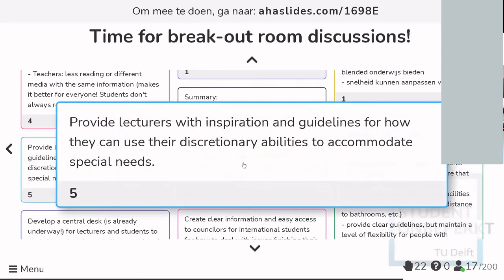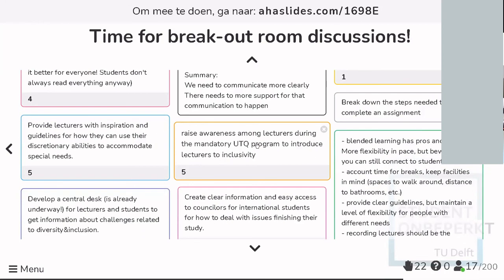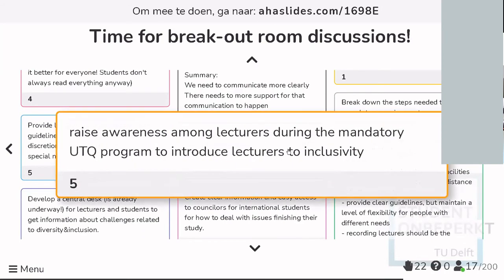We have group 5. We're not going to be able to go through all of them, but I will just do a few more of them. Provide lectures with inspiration and guidelines for how they can use their discretionary abilities to accommodate special needs. I think we have seen this one already before, the first one that I mentioned. Raise awareness among lecturers during the mandatory UTQ programs to introduce lecturers to inclusivity.